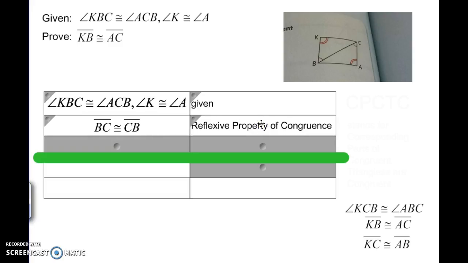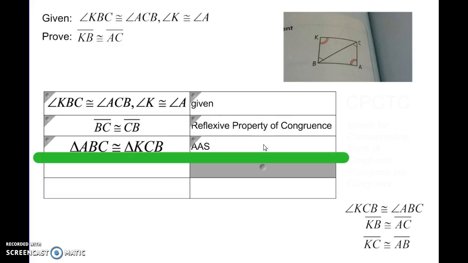Next, I have two angles and a side, so my triangles are congruent. And my triangles are congruent by angle, angle, side. Because the side is not between the angles, this is not angle, side, angle, but angle, angle, side. So triangle ABC is congruent to triangle KCB by angle, angle, side.